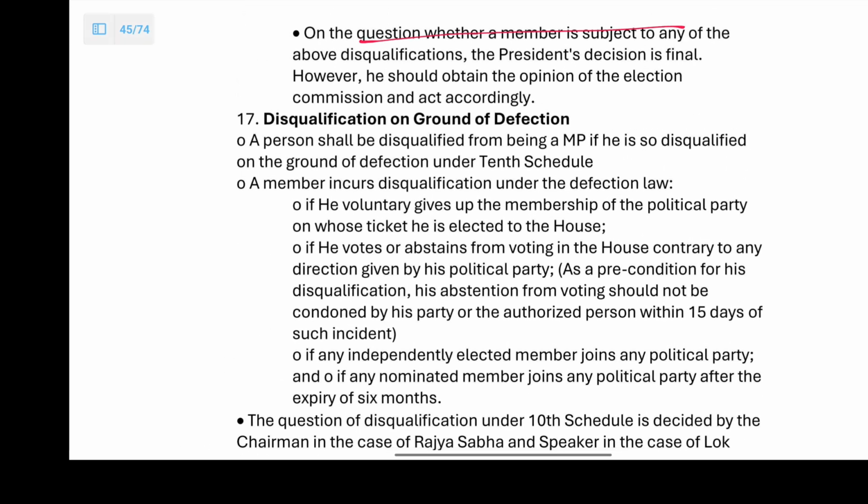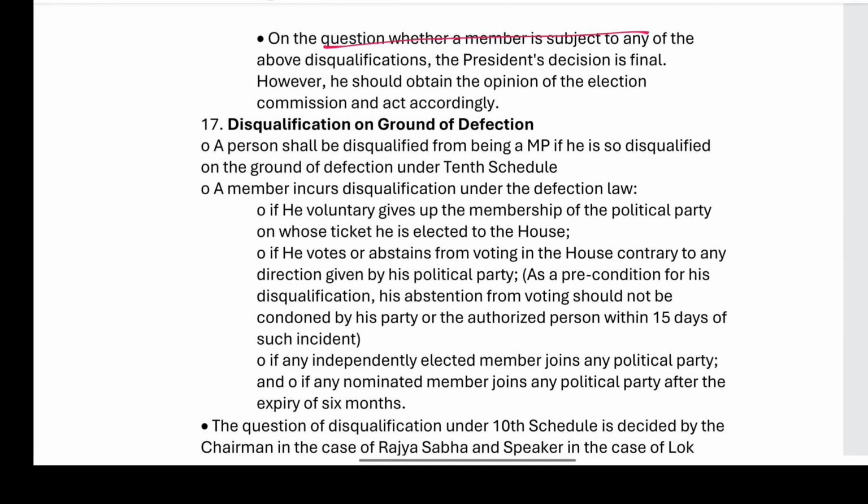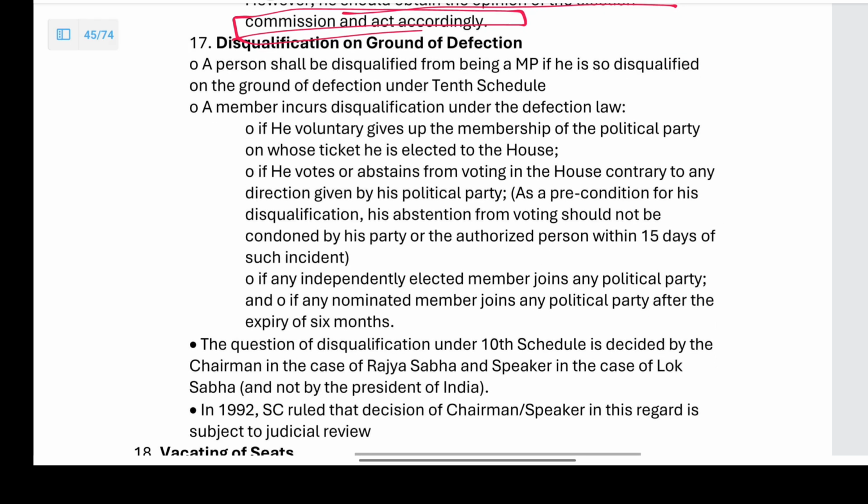On the question whether the member is subject to disqualification, the President's decision is final. However, he should obtain the opinion of the Election Commission and act accordingly.